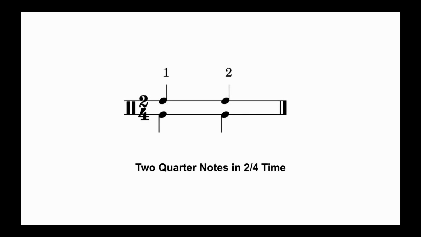Here we're in 2/4 time, which means we have 2 beats in a measure and the quarter note gets the beat. The top line is the played rhythm and the bottom line is there to give you a reference for where the quarter note beat is.